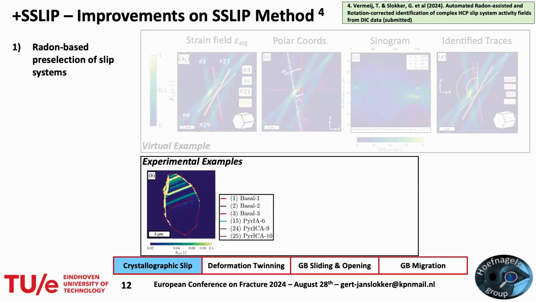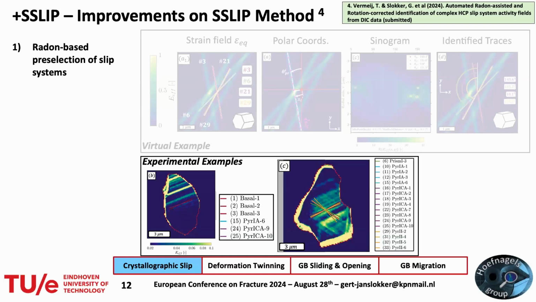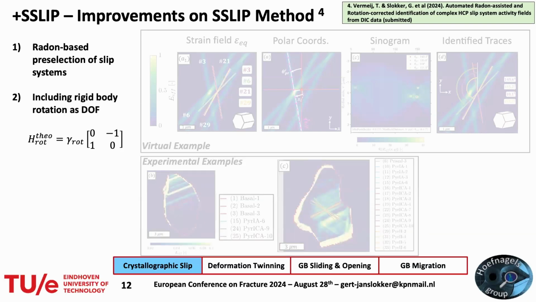That was a virtual case, but now an experimental case, for instance, this one. For this grain, we already pre-selected 6 slip systems. And for this somewhat more complex case, in which you have crossing strain bands, we have pre-selected 7 slip systems. An additional improvement is that we added an additional degree of freedom, the rotation. This really improves the output of the slip method. And there are some additional improvements which I will not discuss due to time constraints.